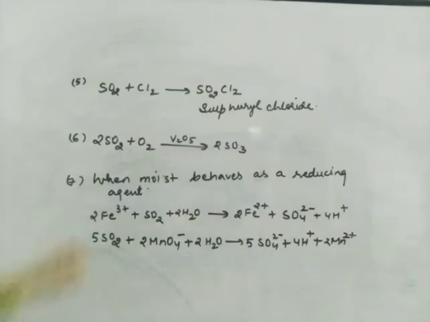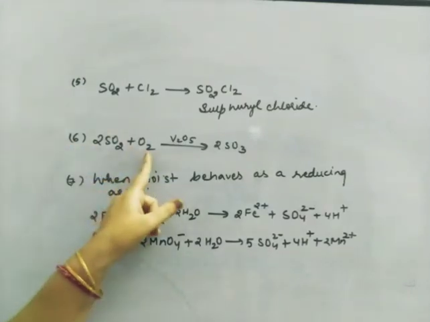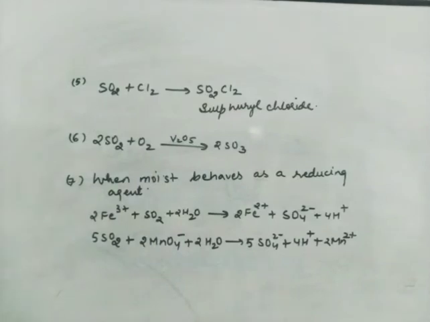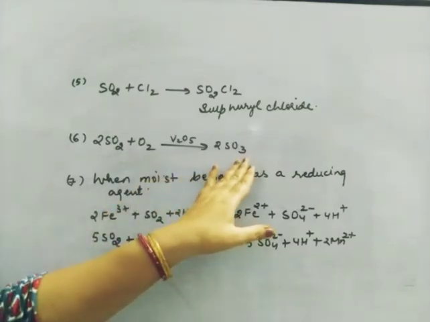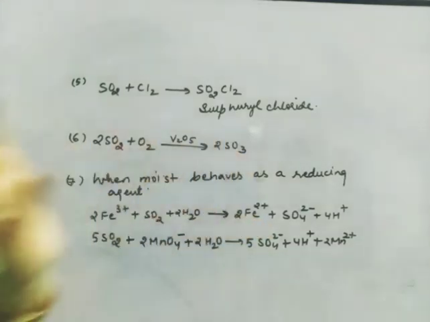Now sulfur dioxide also reacts with chlorine to form SO2Cl2, that is sulfuryl chloride. It also combines with oxygen in the presence of V2O5 as a catalyst to form a very important gas, that is sulfur trioxide. This sulfur trioxide is used for preparing sulfuric acid.